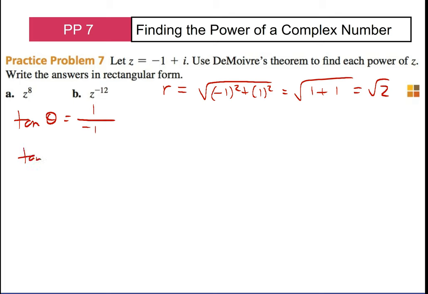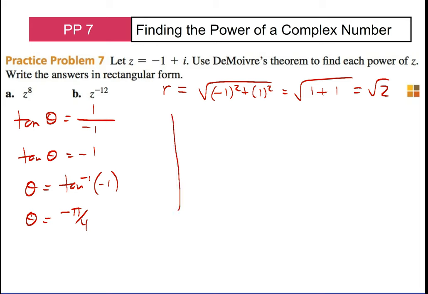In this case, you're going to get negative 1. Now, when you take the tangent inverse of negative 1, you're going to find out you're not in the quadrant you want to be in. So when you do that, you're going to get yourself a negative pi over 4.